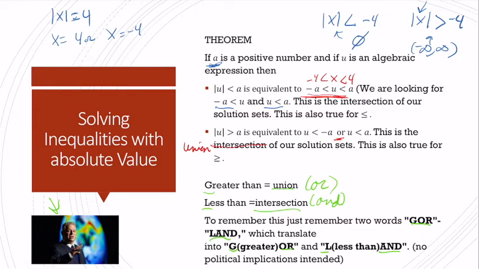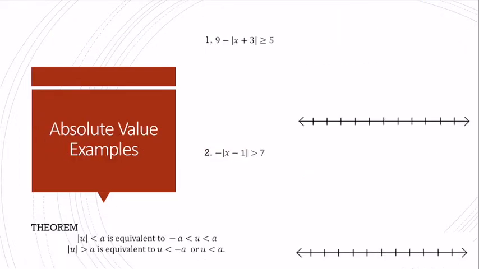So why don't we work through a couple examples. I have 9 minus the absolute value of x plus 3 is greater than or equal to 5. The first thing I'm going to have to do before I can use our theorem is isolate my absolute value. So I get the absolute value of x plus 3 is less than or equal to 4.